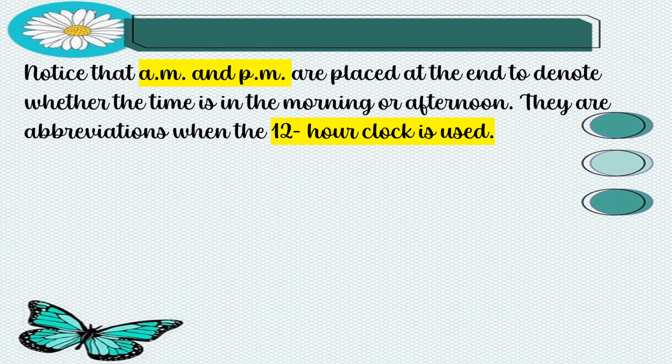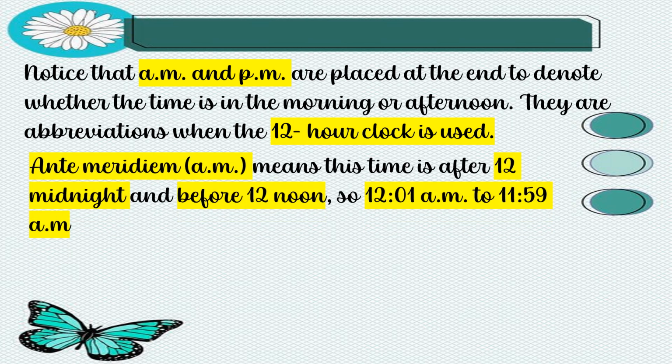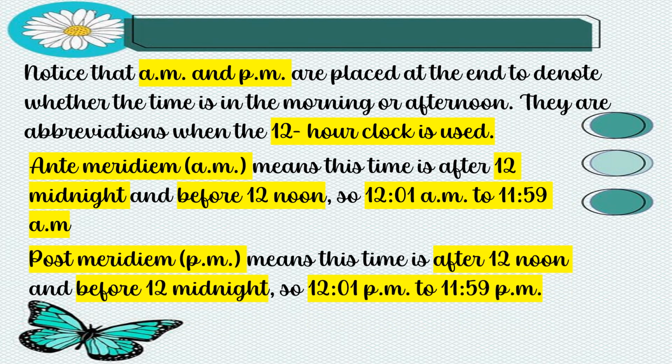Notice that AM and PM are placed at the end to denote whether the time is in the morning or afternoon. They are abbreviations used when the 12-hour clock is used. Ante meridiem or AM means this time is after 12 midnight and before 12 noon, so 12:01 a.m. to 11:59 a.m. Post meridiem or PM means this time is after 12 noon and before 12 midnight, so 12:01 p.m. to 11:59 p.m.